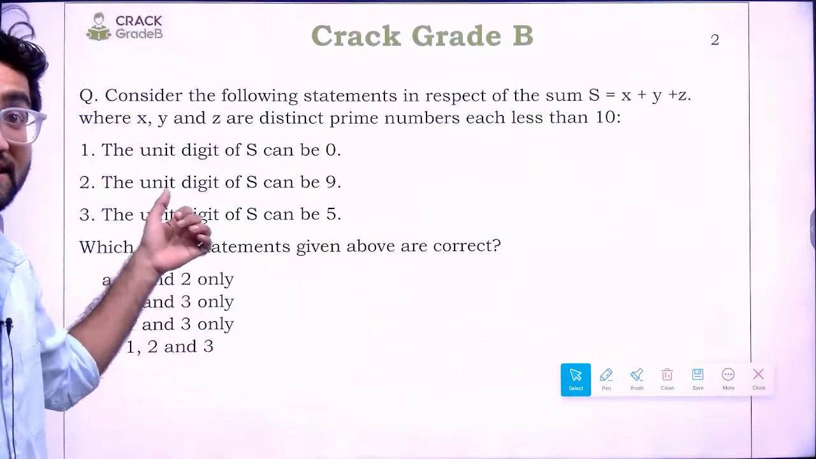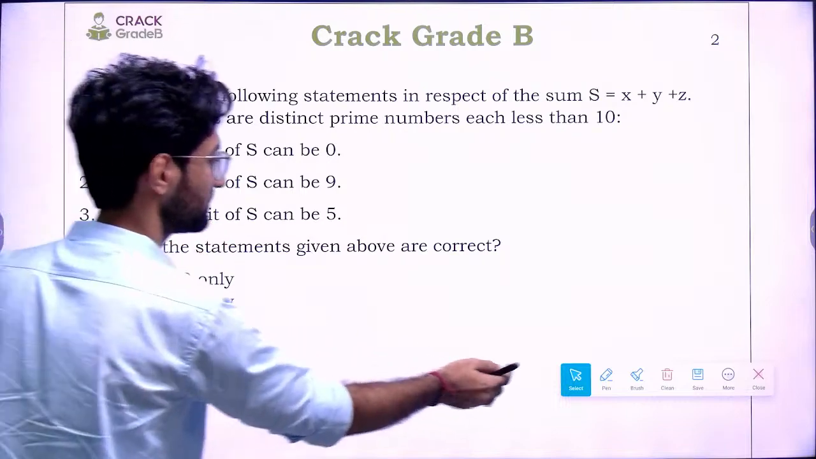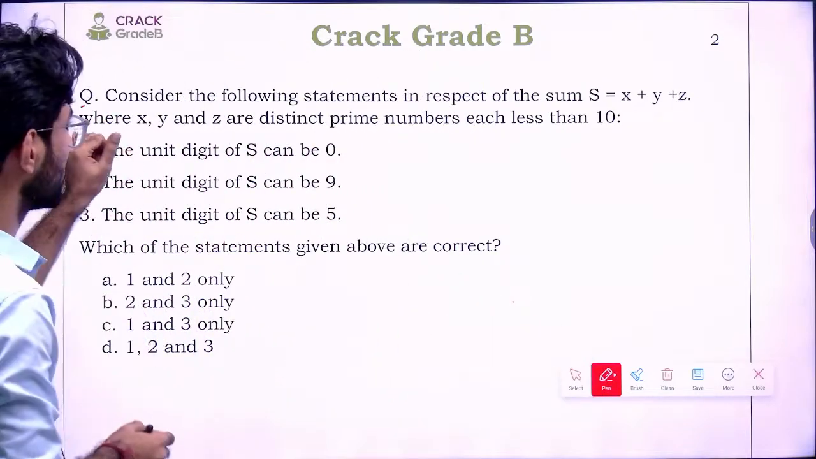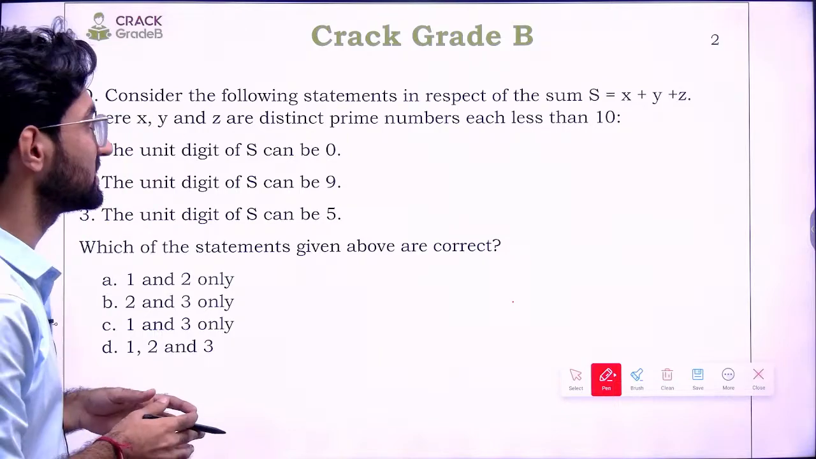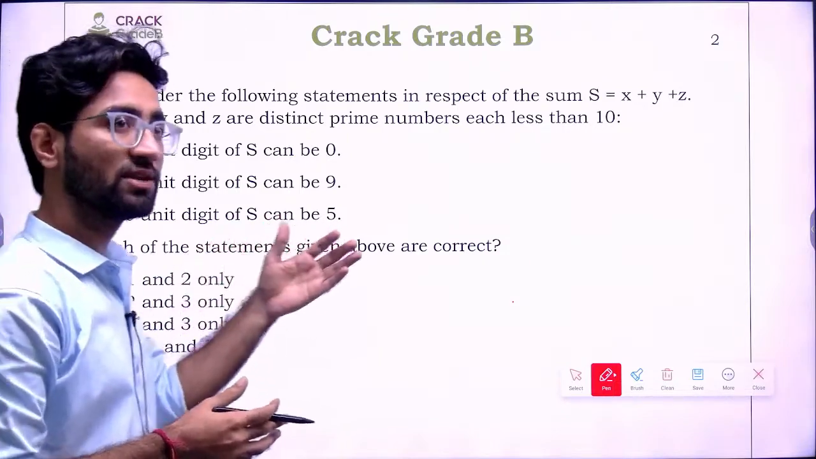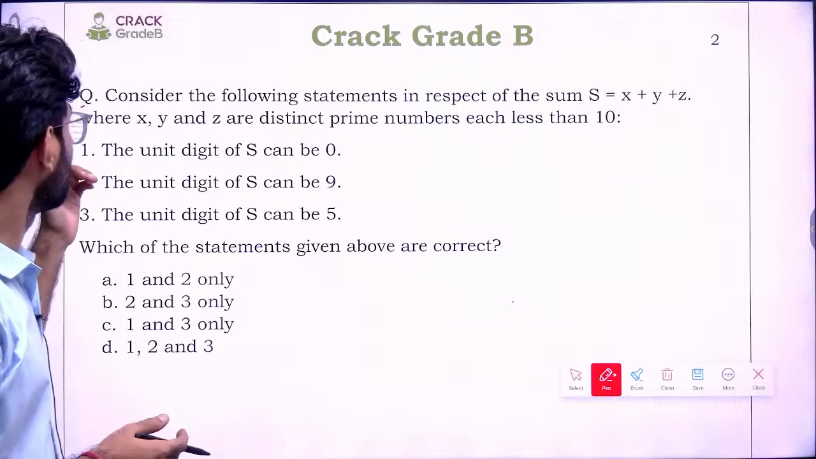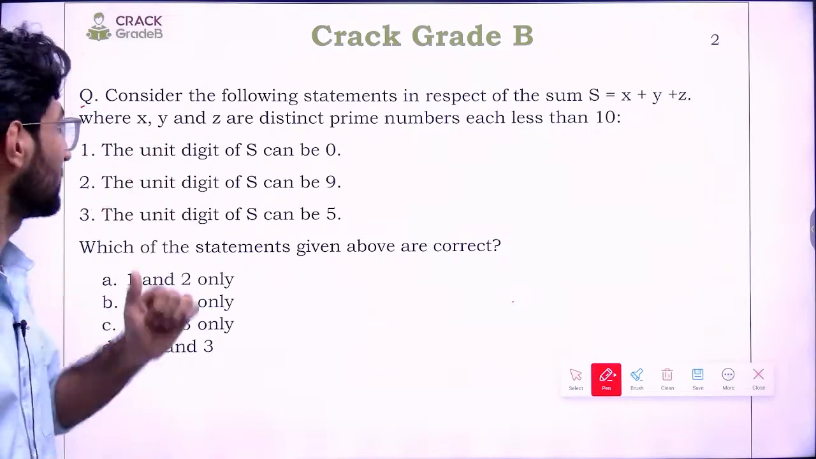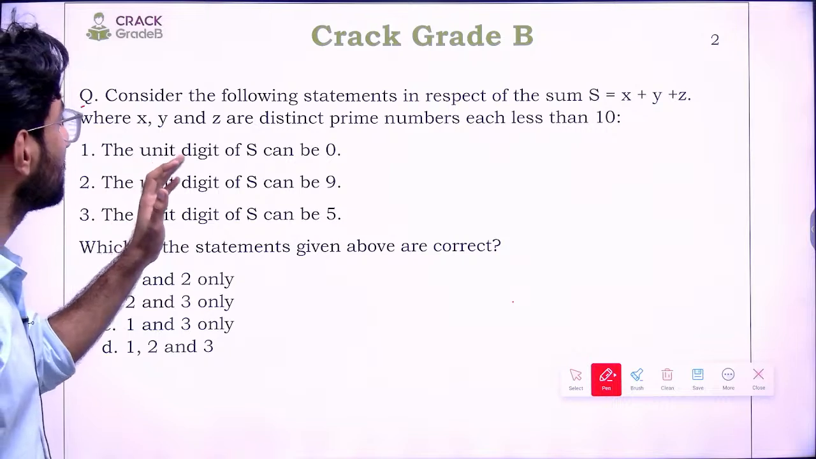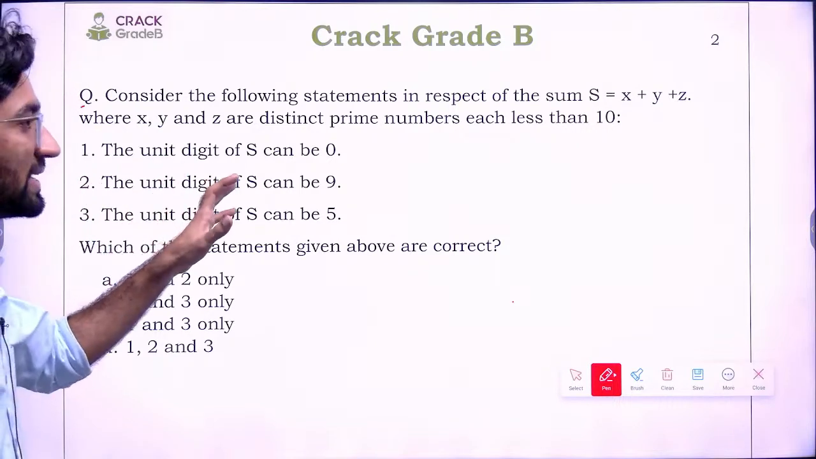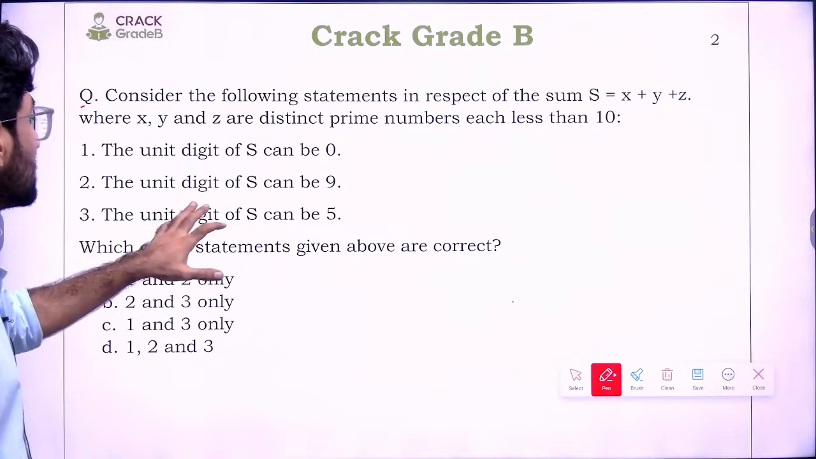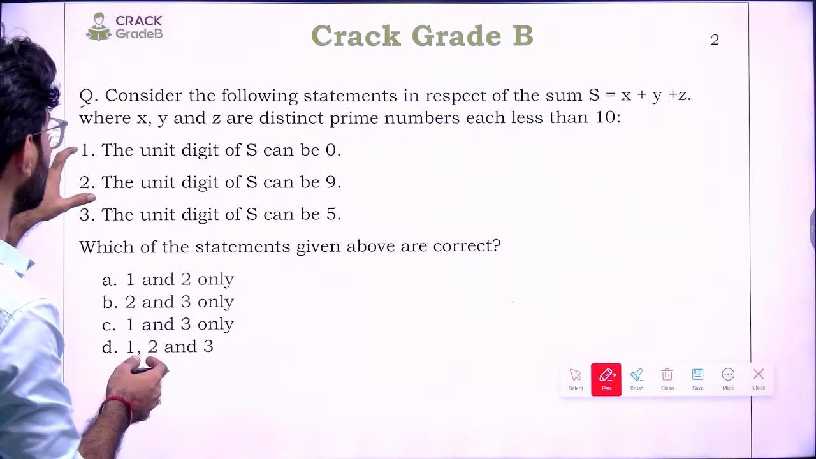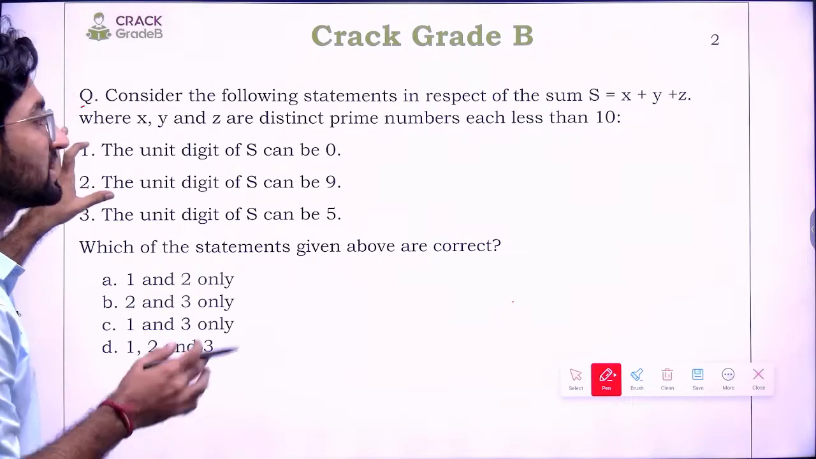Let us look at the second question, right? So what is the question? Consider the following statements in respect of the sum s equal to x plus y plus z, where x, y and z are distinct prime numbers, each less than 10. The unit digit of s can be 0, the unit digit of s can be 9, the unit digit of s can be 5. Which of the statements given above are correct? Means we have to find which of these three statements are correct.